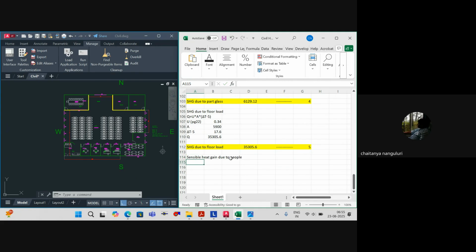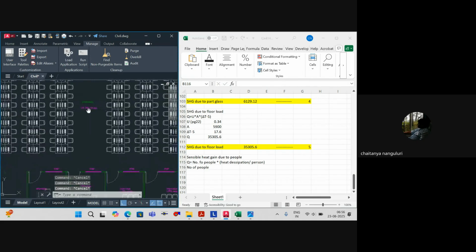So that is nothing but Q is equal to number of people into heat dissipation per person per hour. This particular value will give you the total heat content, as simple as that. So automatically we'll get the number of people, which you will be able to get from here. Let's say how many people are there? Here I've got 130 people.